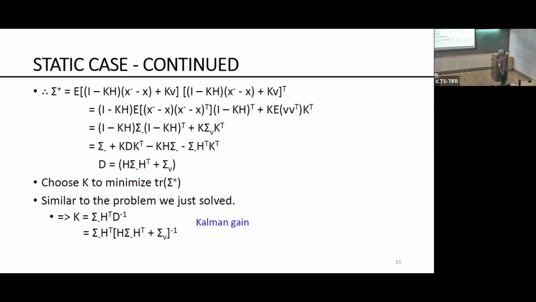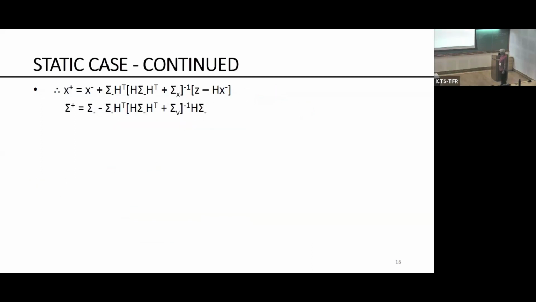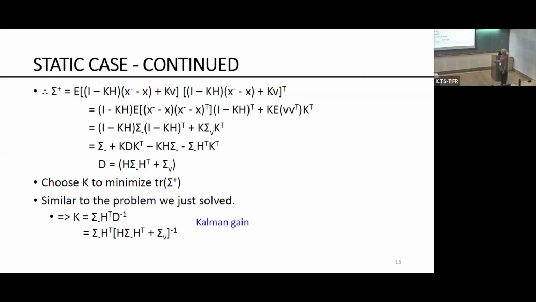So if I solve this problem, I get a K. I'm sorry. I get a K. So the optimal K is given by this. I'm going to substitute for my D. So the Kalman gain is given by this. Now let's look at the structure of the Kalman gain. Sigma prior, H transpose.